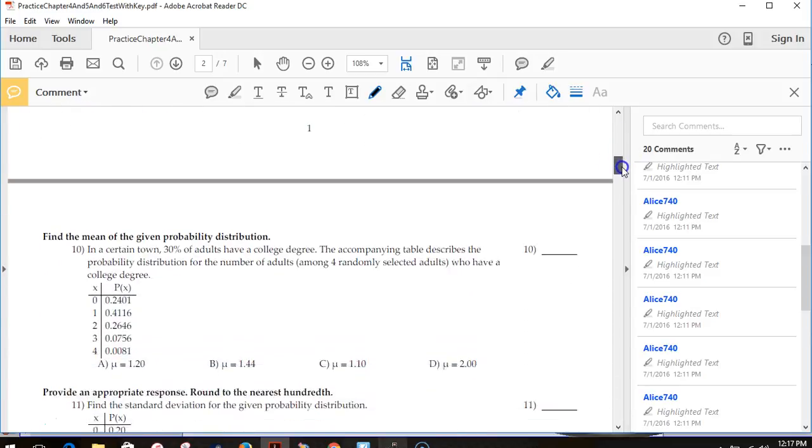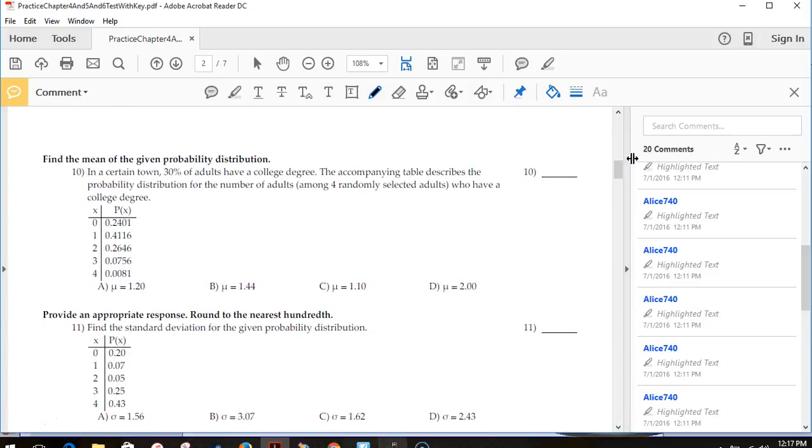Moving right along, into chapter 5. In a certain town, 30% of adults have a college degree. Use the table below to find the distribution for the number of adults who have a college degree. All right, your mean. Oh, here it is. There it says find the mean. The mean is your expected value, and your mean for these probability distributions is x times p of x.